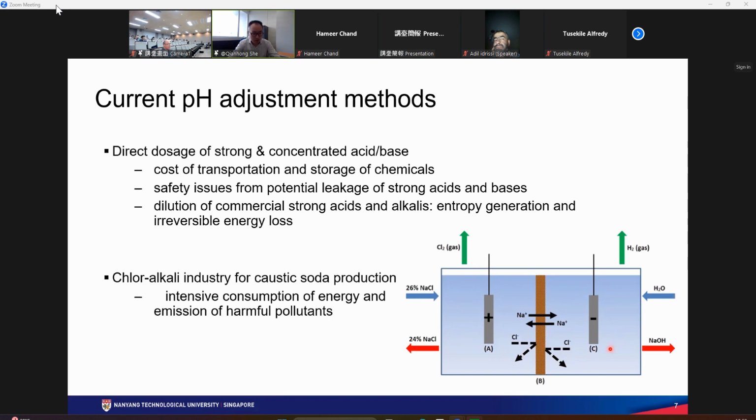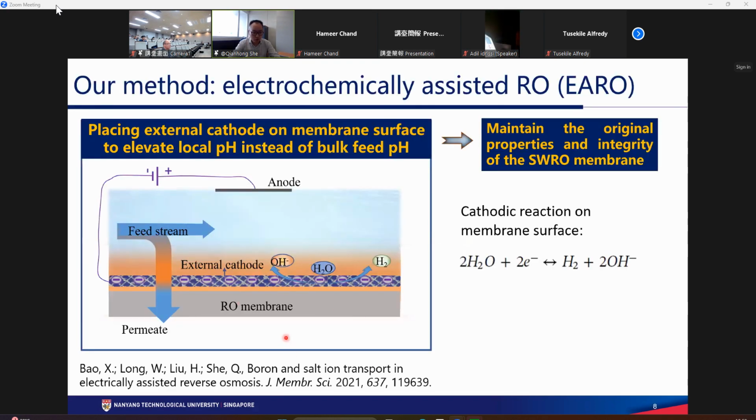So inspired by this, we are thinking if we can integrate this electrochemical process together with the membrane separation to achieve efficient membrane treatment. So firstly, we design a system integrating the electrochemical process together with membrane separation. In this system, we call it electrochemically assisted reverse osmosis, EARO. And in this system, we introduce an external cathode. This external cathode is a porous carbon cloth that can simulate a kind of feed spacer. And we place this carbon cloth on the surface of our membrane to simulate the spacer in a module. And we pair another anode in the system.